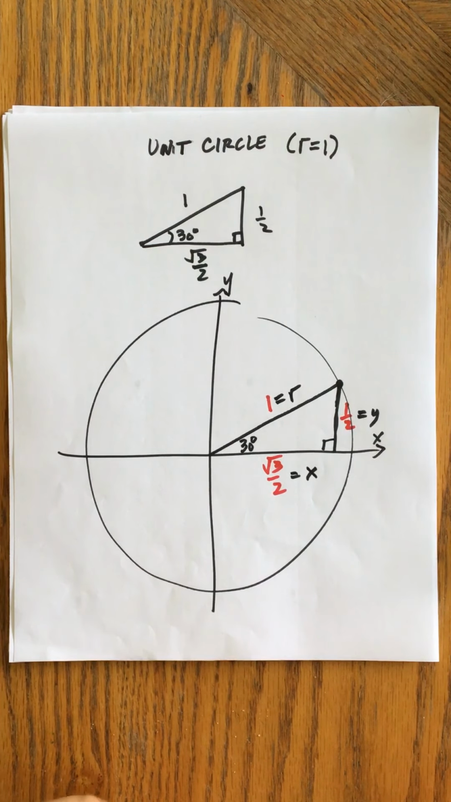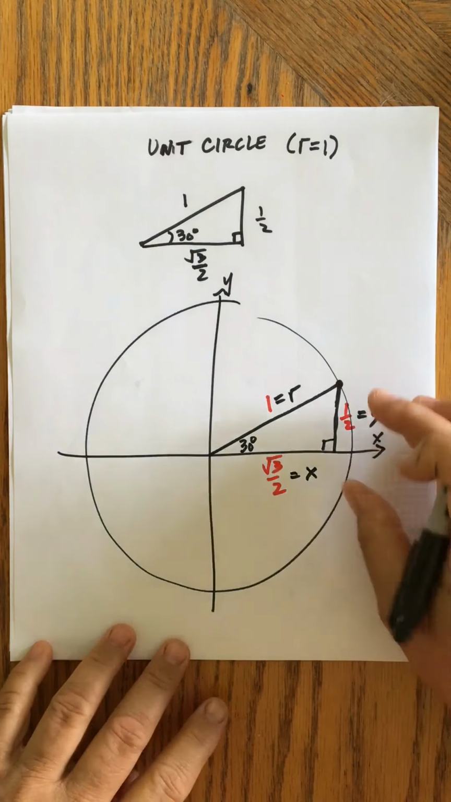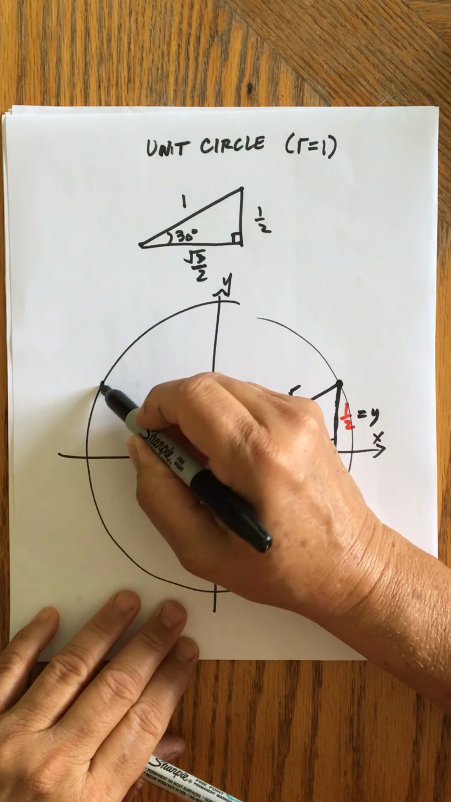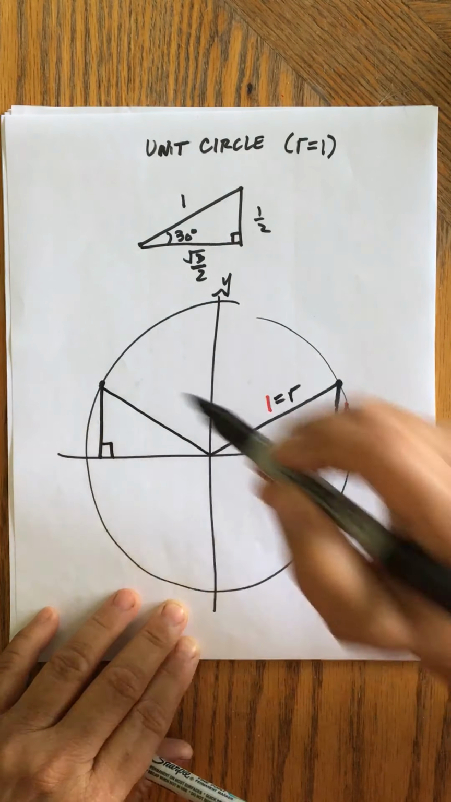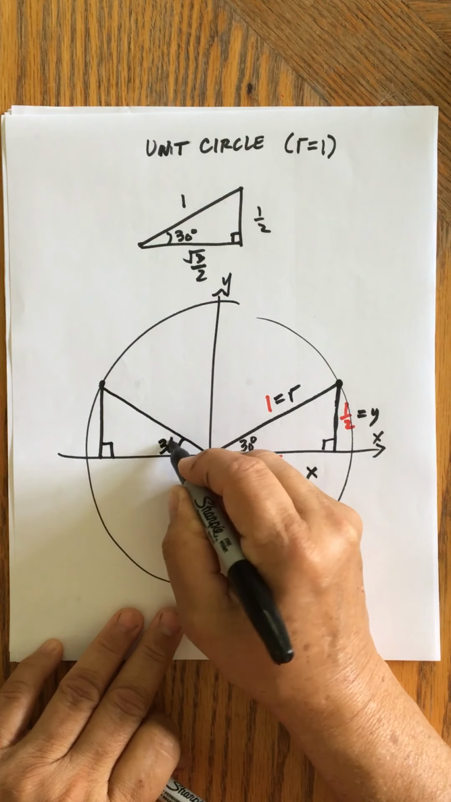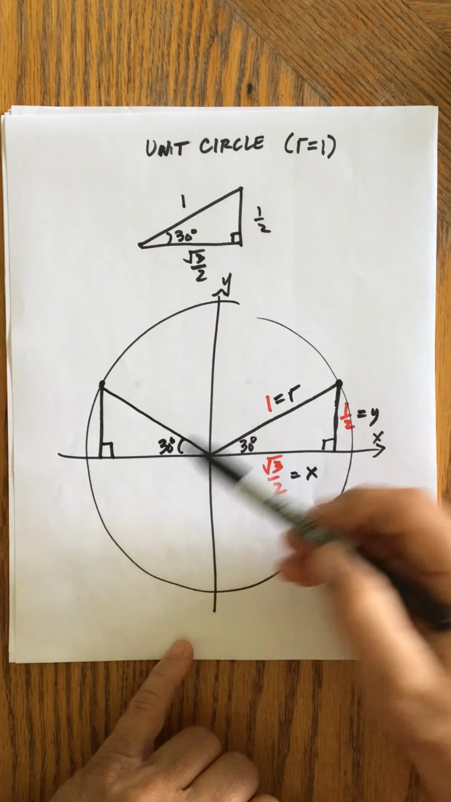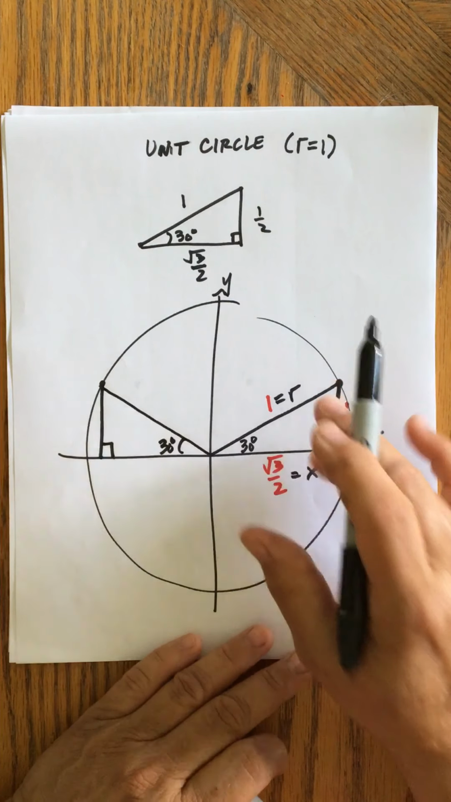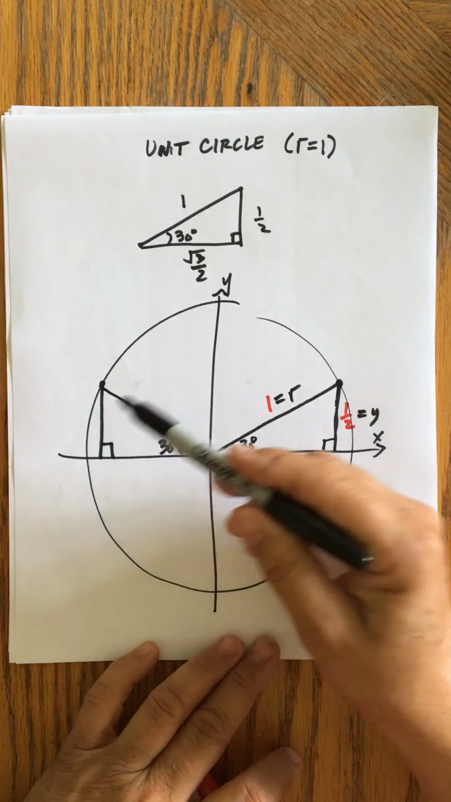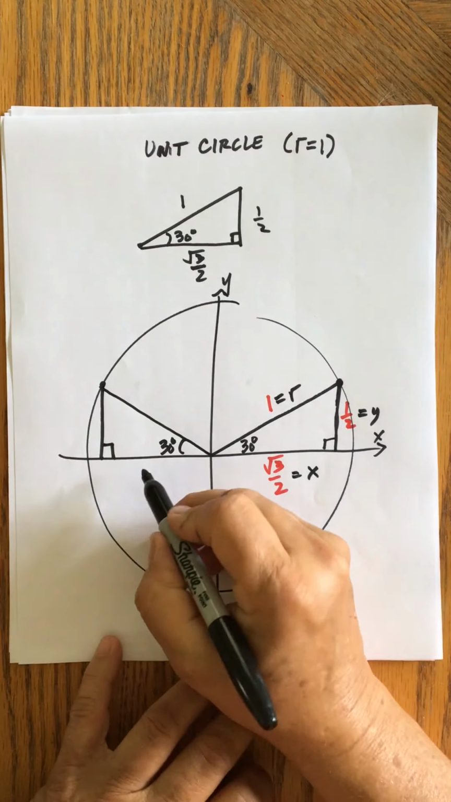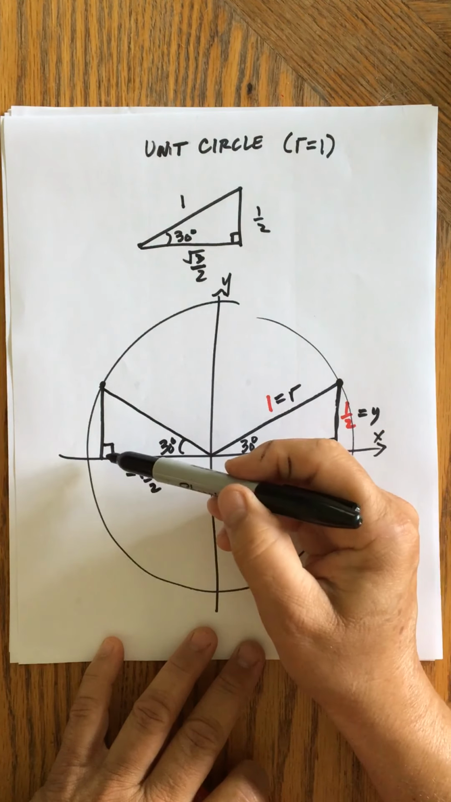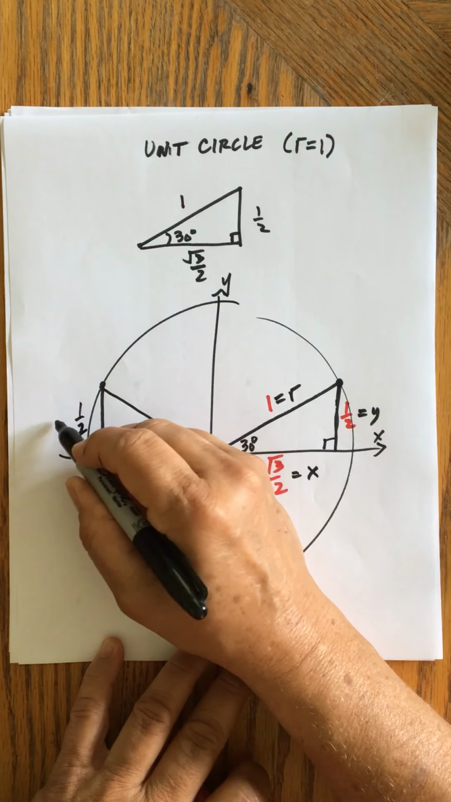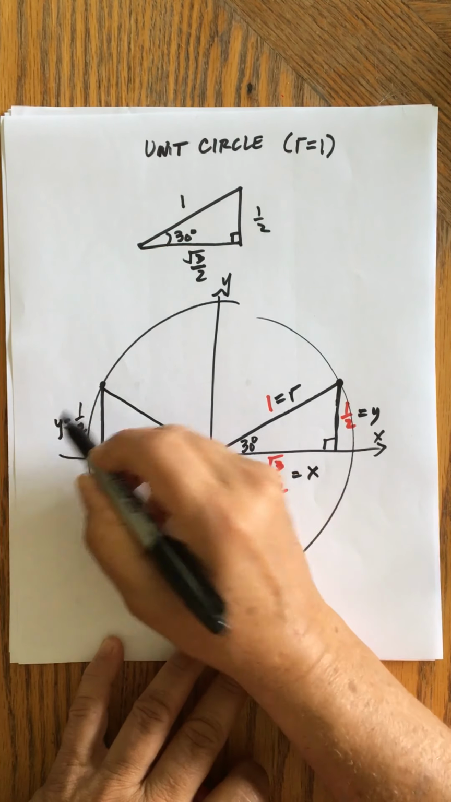All right, so now if I were to reflect this, just fold it over into the second quadrant, then this triangle would also have a 30-degree angle between the terminal side and the x-axis. It's the same triangle, so obviously the sides of the triangle have to be the same. So this would be square root 3 over 2, except that it's negative because we're in the second quadrant. And here would be positive a half.